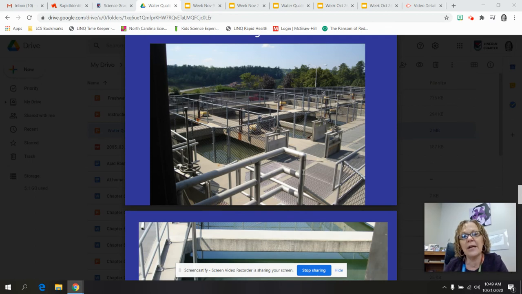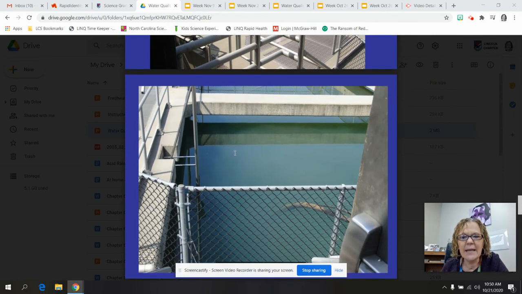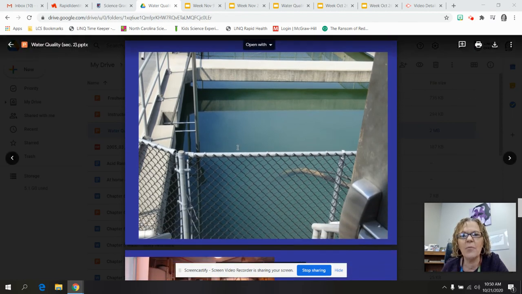Now, when you walk out here, it is smelly, smelly water because it's still dirty. But you can see how dark that water is. And this shows you a little bit more of a close-up picture. It's very, very dark. I would never drink that water. I wouldn't even put my hand in that water.